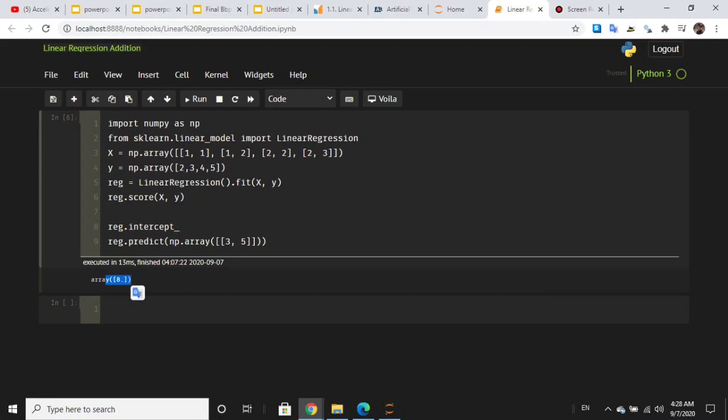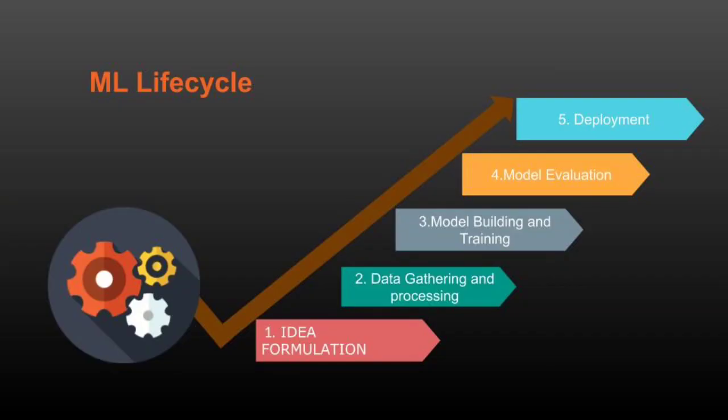We are providing all the inputs in X and all the outputs in our Y. Then we are passing them to a linear regression based model to fit X comma Y. That's our input mapped to our output, and we get a model out of it. And then a model prediction is happening here. We are passing 3 comma 5, that is 3 plus 5, and here is our output. So we have seen our first ML program.